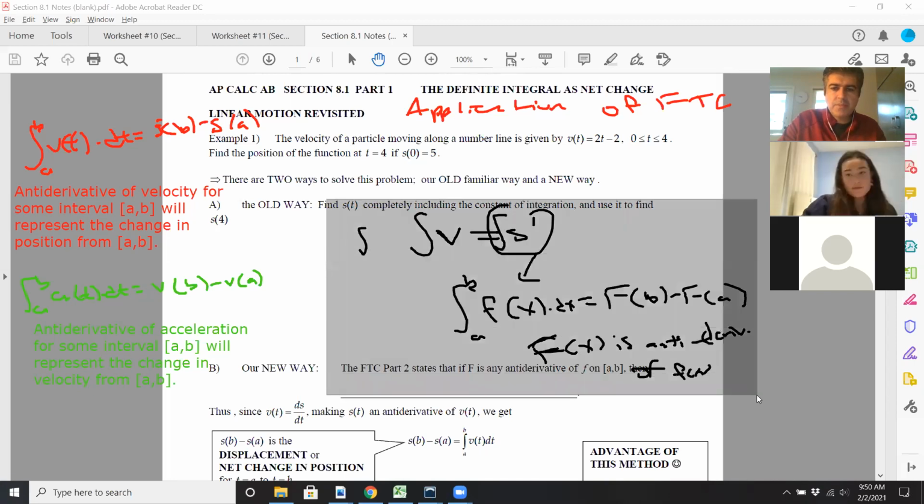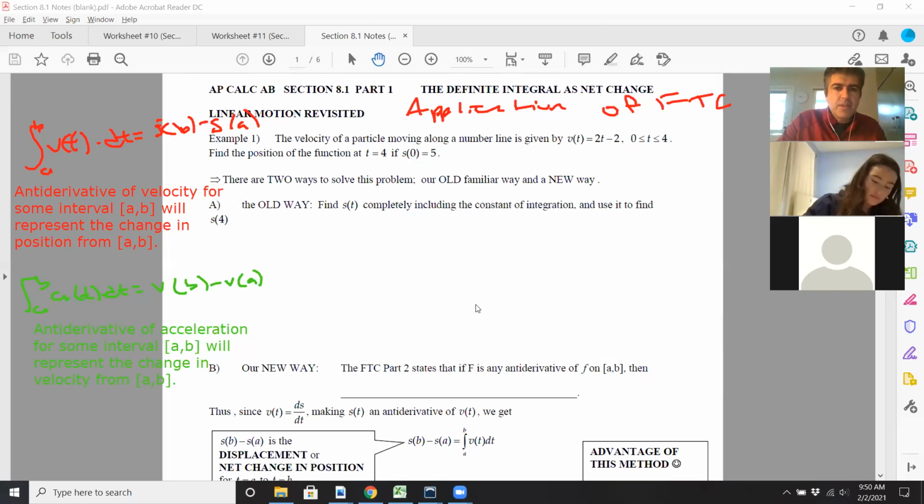Well, let's go through these examples right now. So you have a velocity, 2t minus 2 from 0 to 4. Find the position of the function at t equals 4 if s of 0 equals 5. So there's two ways we could do this. We'll talk about the old way, which is using more geometry, I suppose. So you could do, actually, hold on. Let me make sure I'm not doing things out of order. Give me one sec.